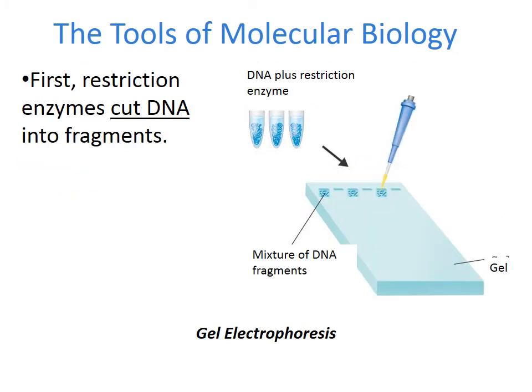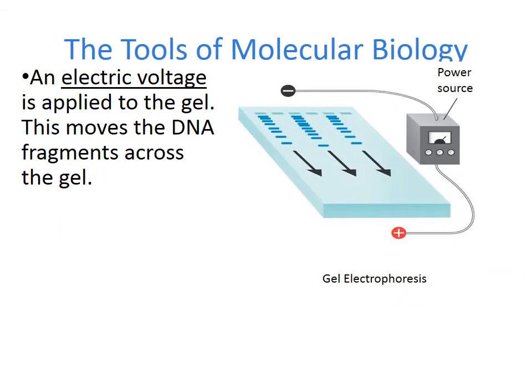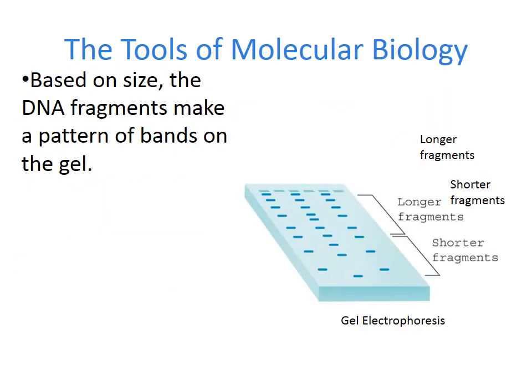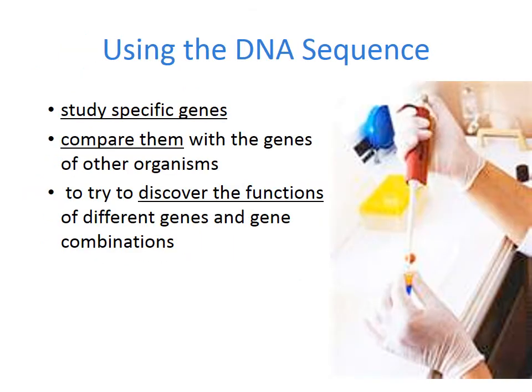So here's where they get cut into fragments and put into the wells of the gel. Okay. The electric voltage is applied. And then, as you know, the smaller ones move faster and farther. And then what you do is you dye it, and that's what darkens the bands. And those bands are used to compare with other DNA. Okay. Now, what do they do with this DNA sequence? They use it to study specific genes. They can compare them with genes in other organisms, and they try to figure out what the function of the genes is.